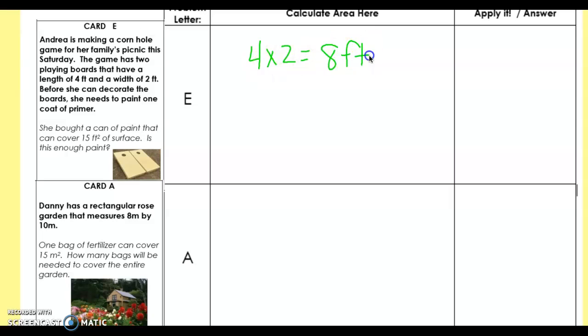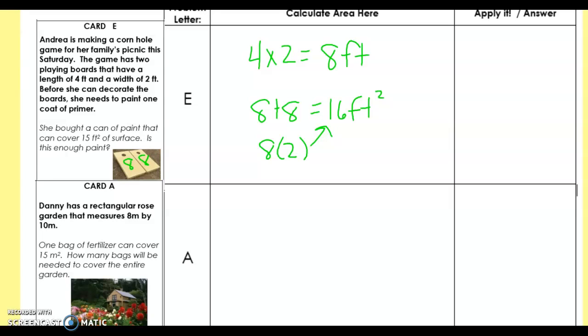We get 8 feet. Now looking at our answer and how it applies to the problem, this board was 4 by 2. That means it alone is 8 feet. Now I'm going to be painting both boards because it's a 2 board set. So this one is 8, that means the other one is 8. However you look at it, we could say 8 plus 8, a total of 16 feet squared I need, or repeated addition, guys. Anytime you're adding the same number more than once, you can use multiplication. Both of them are going to give you that answer of 16 feet squared.